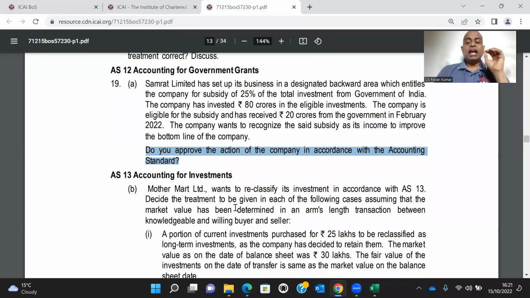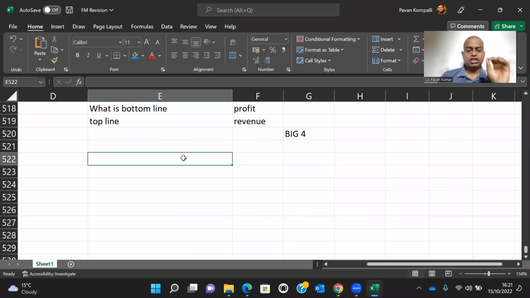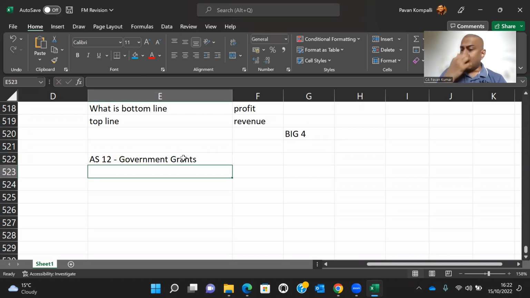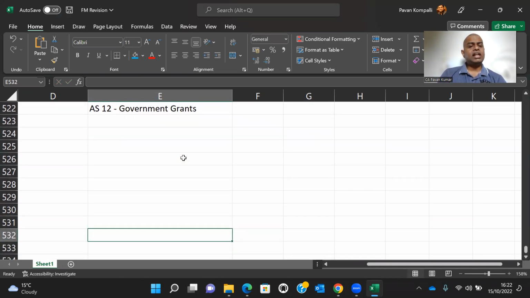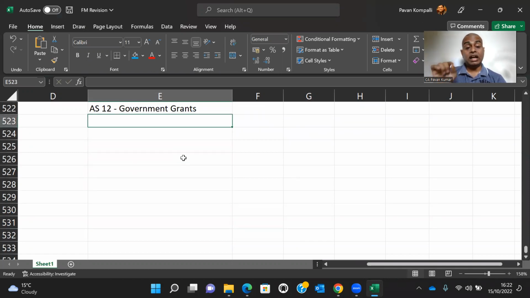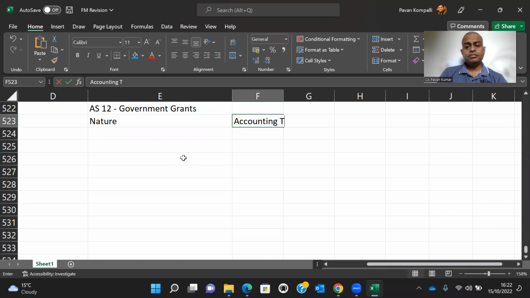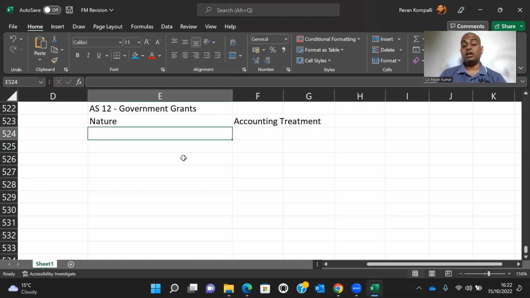So here also, whenever the company is doing something, they are doing it wrong. Now, according to AS 12, revised. Let us not only focus on this particular problem. Let us go to Accounting Standard 12. What is Accounting Standard 12? Government grants. How many types of government grants are there? Can I say government grant nature, accounting treatment?